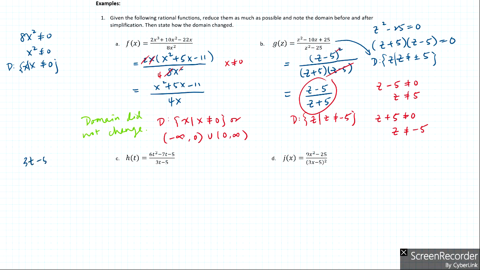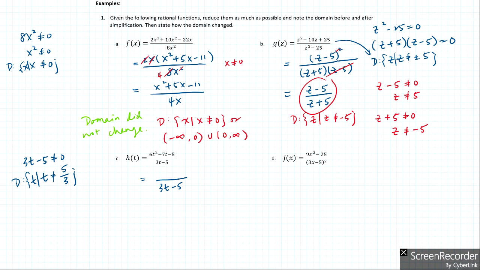So 3t minus 5 doesn't equal 0 will be our restriction, and you will get t doesn't equal 5 over 3 as our original domain over here. And now moving on to simplifying it, we can't do much with the denominator, but on the top we can check whether we can factor that.